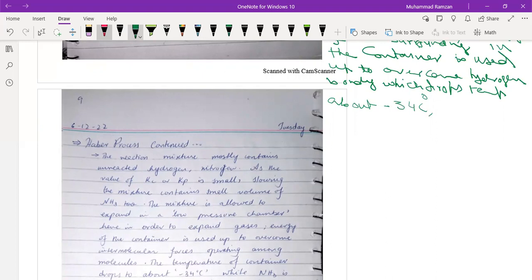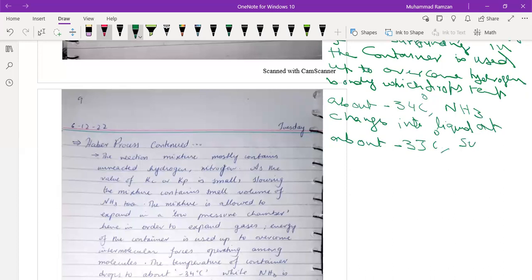Ammonia NH3 changes into liquid at about minus 33, so it is separated. This is the reason.